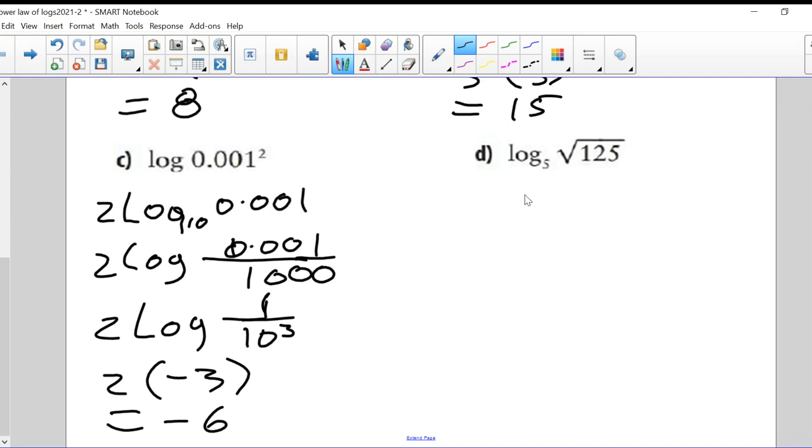Okay? All right, how about this one? The log base 5 of the square root of 125. Uh-oh. Can anybody suggest how I might make this look more presentable? Is there a way that we can make this more presentable? Jeremy, go ahead, please.